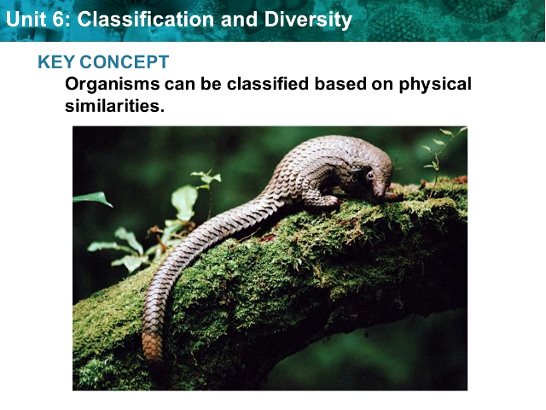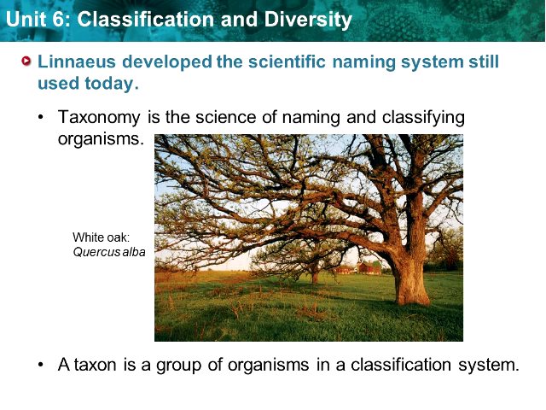All right, so basically based on physical characteristics. Next. Okay, so basically, Linnaeus developed a scientific naming system that we still use today, called taxonomy. It is the science of naming and classifying organisms.